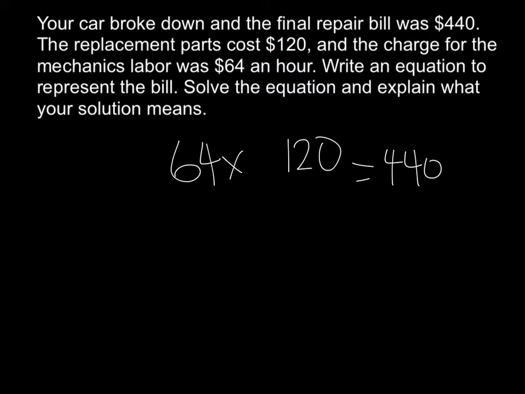Now, if I had to pay for the replacement parts and also pay for the labor, I know I'm going to have to end up adding those two things together to get my total cost. I had to pay for both of them. So my equation is 64x plus 120 equals 440.